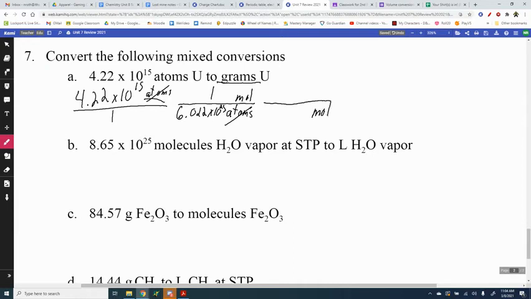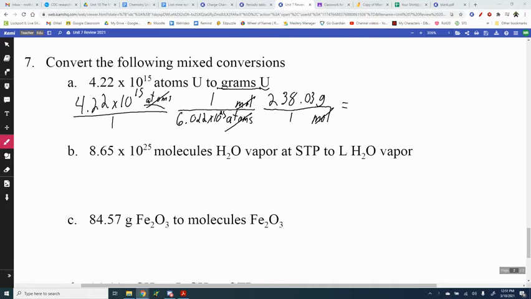Moles goes on bottom. Grams goes on top. 1 goes next to moles, and the molar mass of U goes next to grams. So that turns out to be 238.03. So we take our numbers on top and we multiply them together, and we get 1.004, and there's more numbers, but I'm not going to write them.